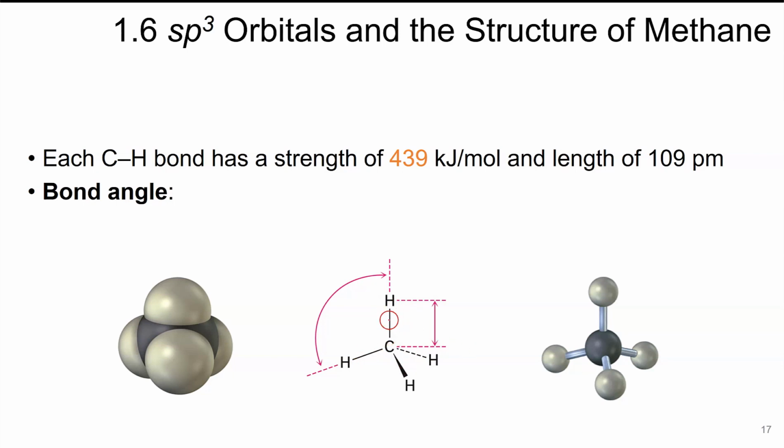We can see the 2 lines in the plane, and then the wedge and the dash here. The bond length of each of these is 109 picometers. And the bond angle between these two here is 109.5. So the bond angle for each HCH is 109.5. This is the tetrahedral angle.